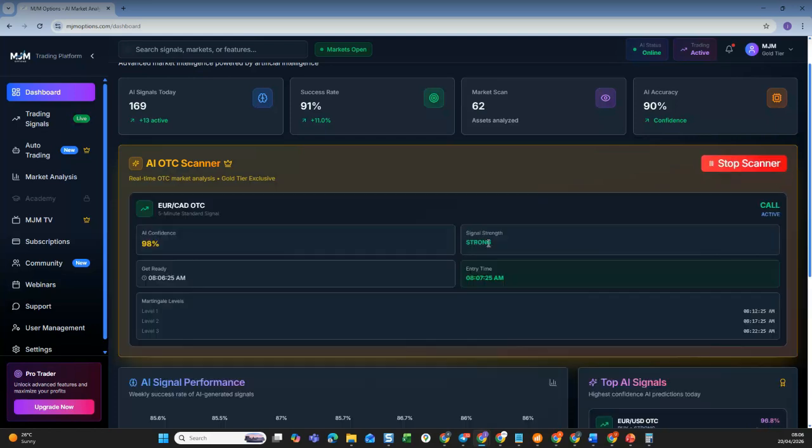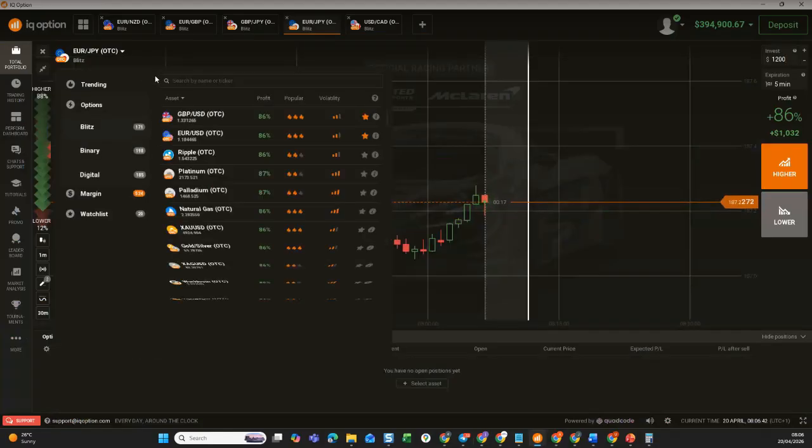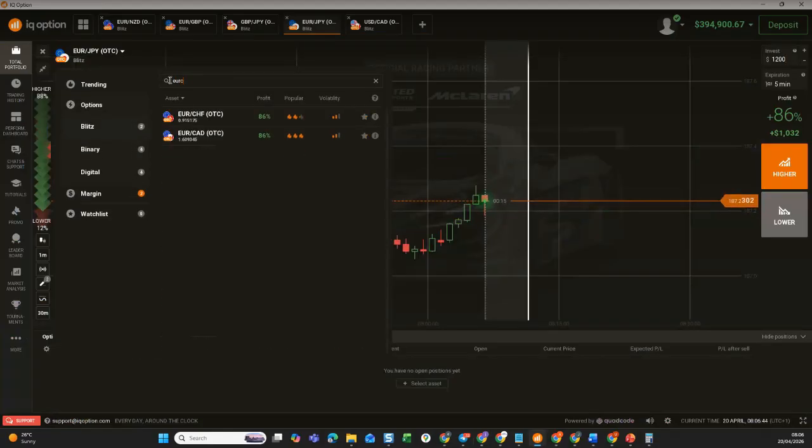So what do you do in this state? You go and search for the pair. Look at it, 98 and strong. Remember I said 90 to 99 and strong. So what is the pair? The pair is EURCAD, Euro Cad. So we are doing EURCAD. So we load it here.